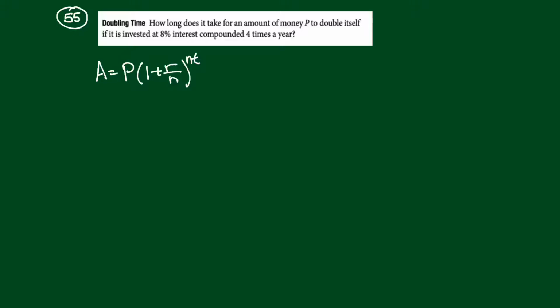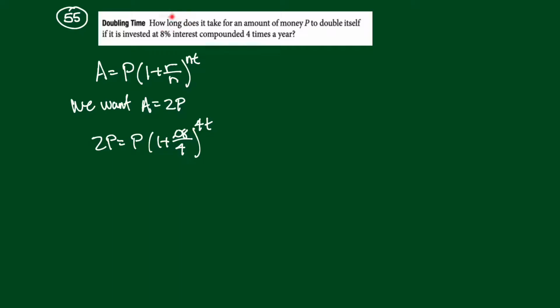All right, so what we want is this. We want A, the amount of money we have, to be double the amount that we invest. So I'm going to replace A with 2P here. Let's see what we'll get. 2P equals P times 1 plus, okay, now what is r? r is 8%, so this is 0.08, compounding 4 times a year, that's 4, 4 times t.